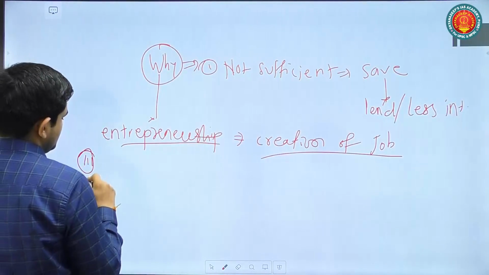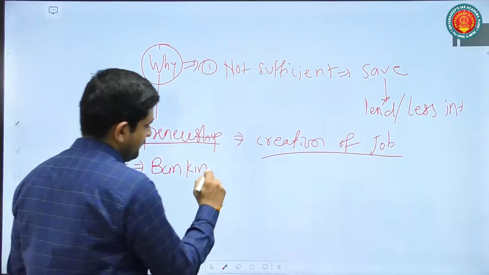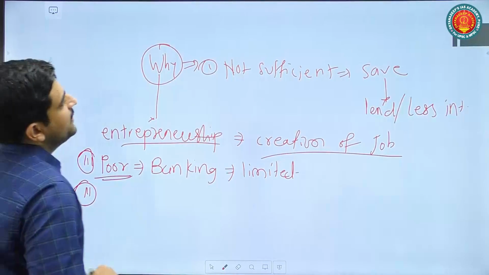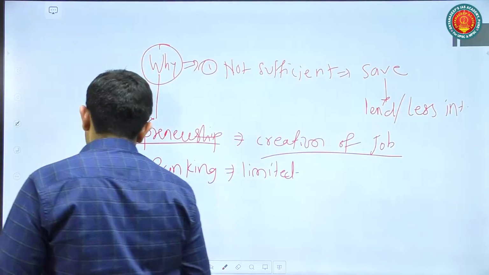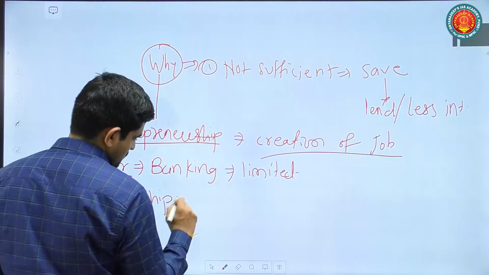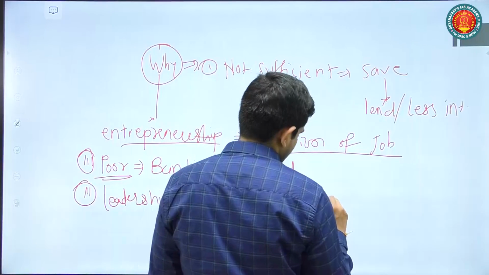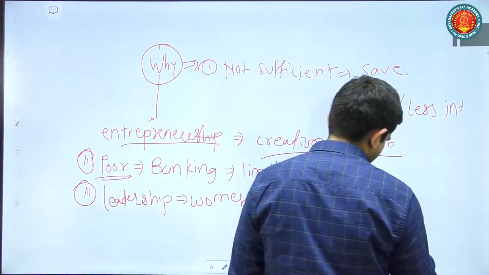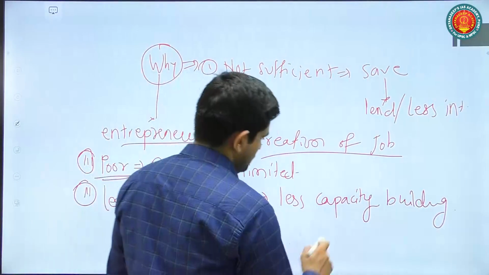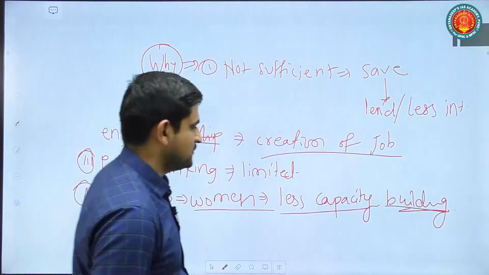Then also you can mention that SHGs are required in order to serve the poorer population, where the banking reach is very limited. Then also SHGs are required in order to create leadership amongst women in India, who are considered to be having less capacity building. So that is the leadership, women, less capacity building, and SHGs can provide them that dimension.